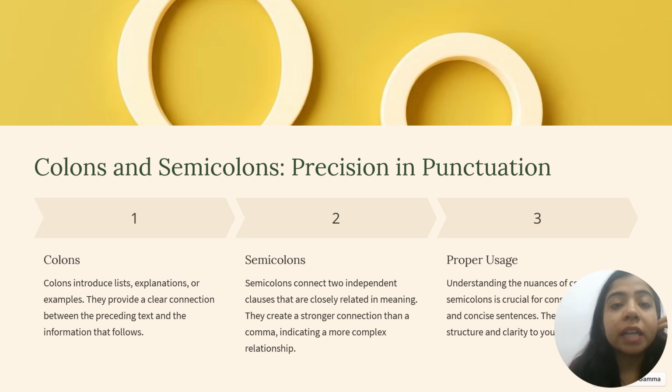Then semicolon connects two independent clauses that are closely related in meaning. They create a stronger connection than a comma. Okay, so when you are taking a small pause, then you use a comma. And when you are taking a big pause and you have to put a strong connection between the clauses, then you put a semicolon. It's a dot with a comma below. Okay, then last is proper usage. Understanding the nuances of colons and semicolons is crucial for constructing clear and concise sentences. They provide structure and clarity to your writing, so you have to know how to use them properly.